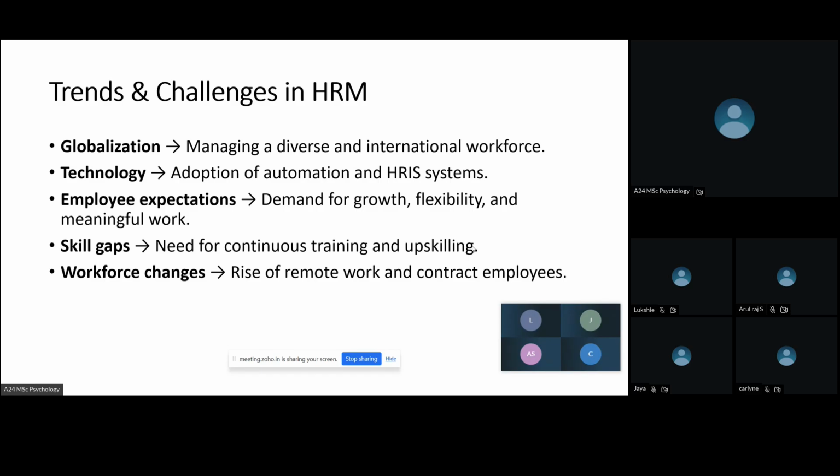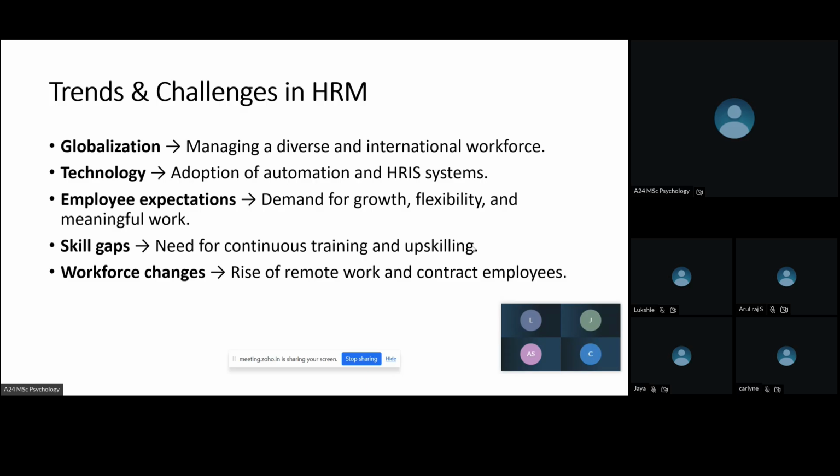With AI, so there is a need for continuous training and upskilling. Again, workforce changes are also happening. As I was saying, remote working policy is a very trending one in the HR world right now. So the rise of remote work and contract employees is changing things.